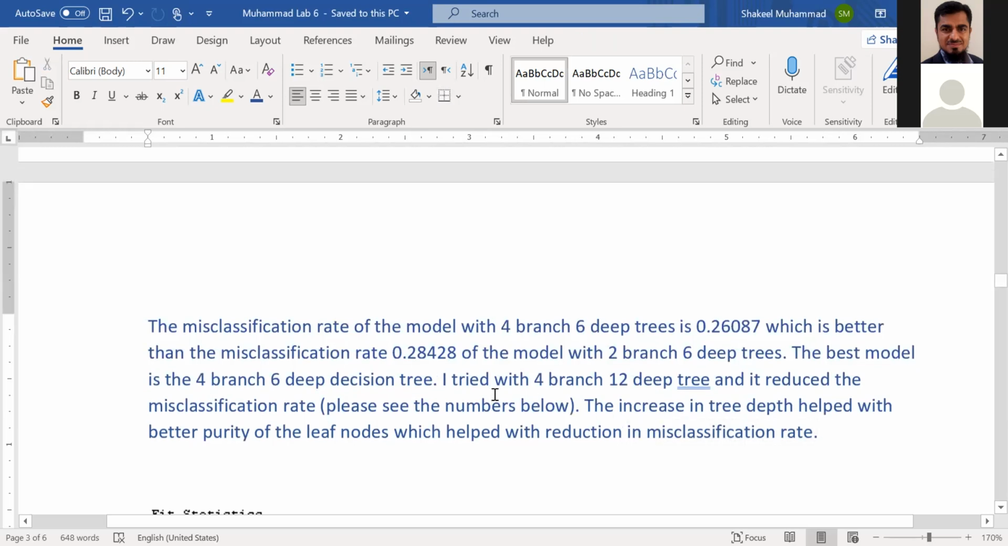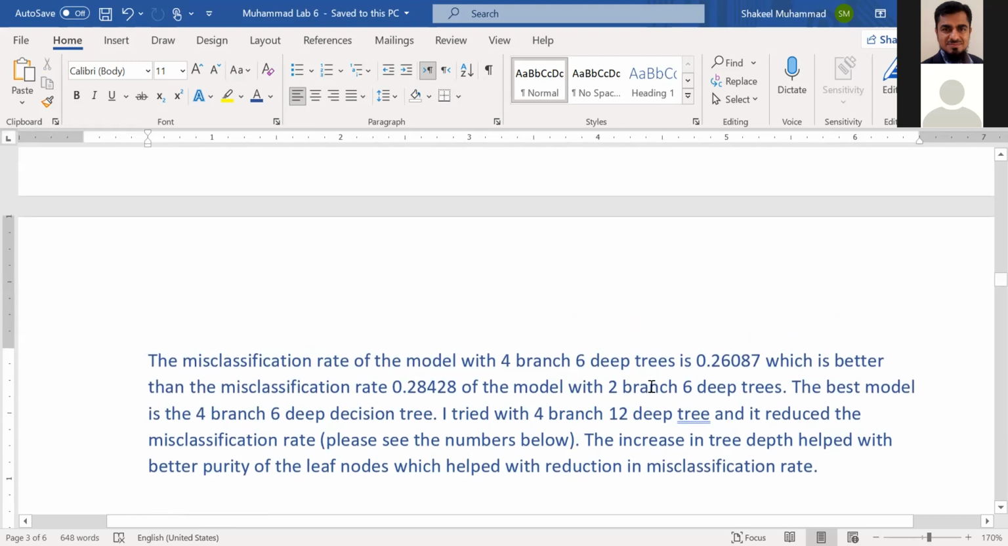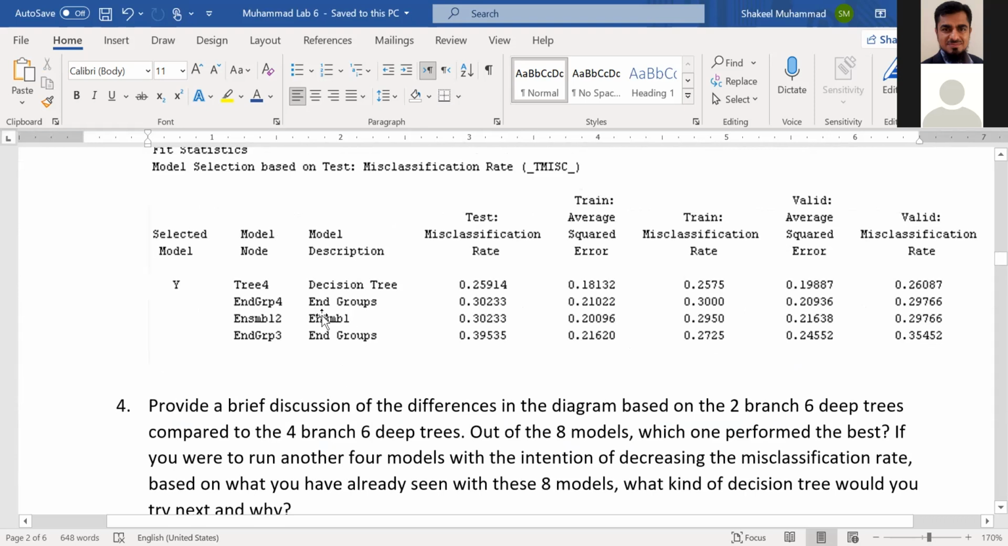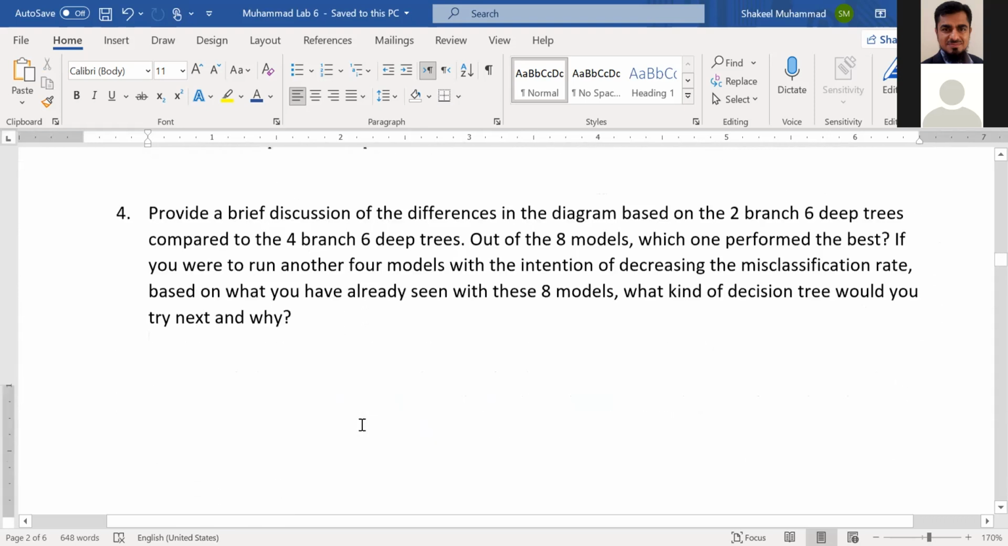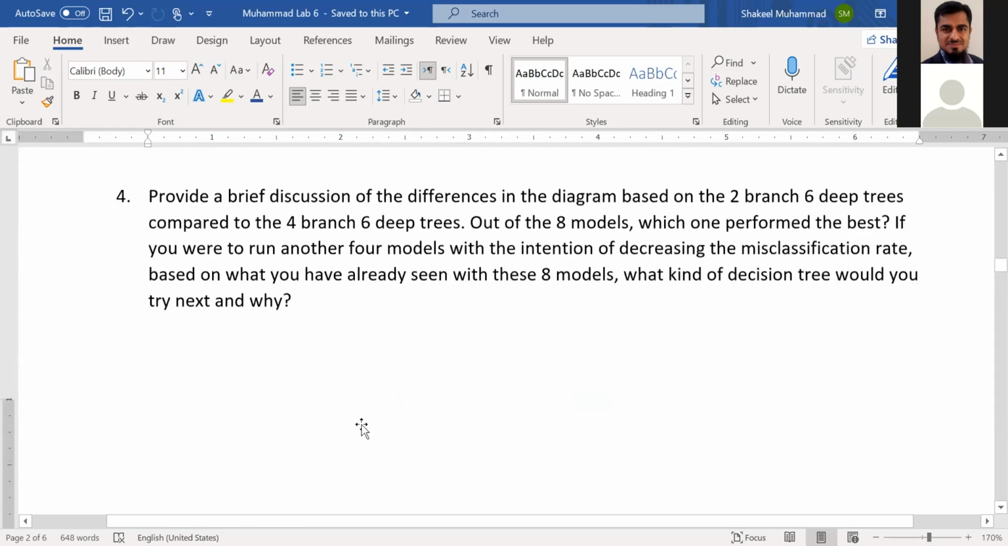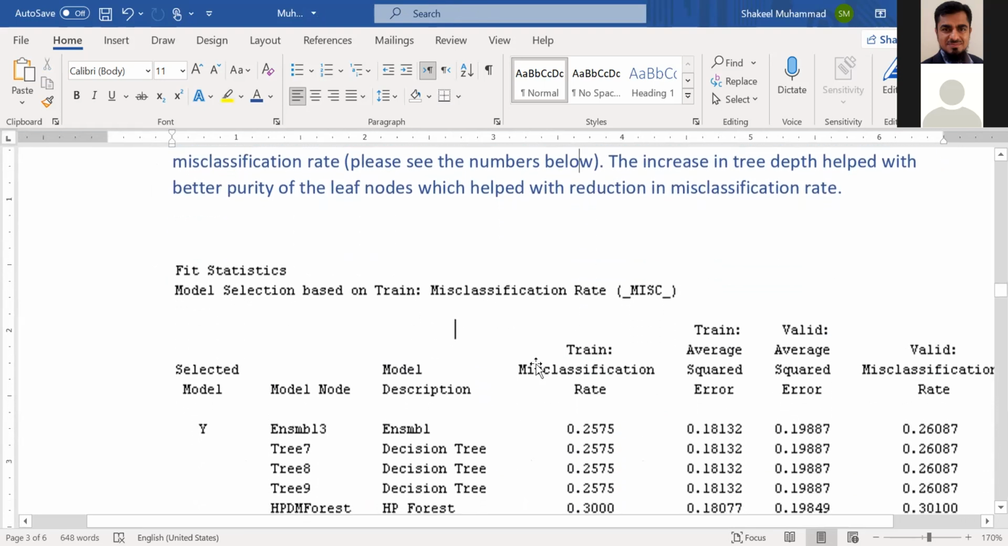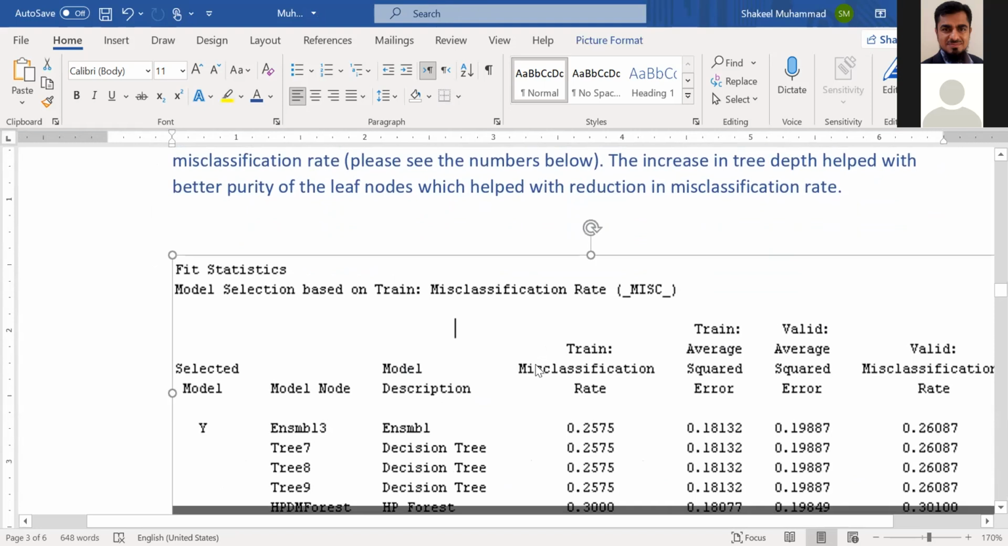Then this one, I have to complete this. So essentially, I'm saying that the misclassification rate is such and such of 2 branch 6 deep trees. The best model is the 4 branch 6, based on this one. And then because the misclassification rate is better, I have to change the number. 1 second. I'll do that. And then what I did actually, I tried. So let me share 1 second. Instead of hypothetically saying, this is what I did, let me show you guys.